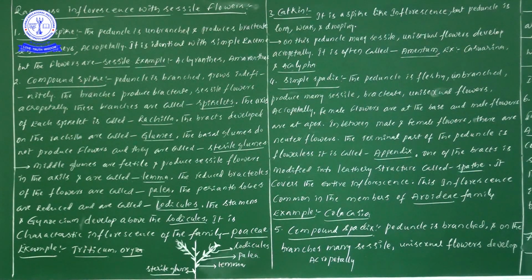Under compound spike, bracts are present. These bracts, from the compound spike point of view, we call glumes. Suppose these glumes produce flowers, that is the lemma. Suppose these glumes do not produce any flowers, we call them sterile glumes. Next, on the stalk of a flower, small reduced bracteoles are present. These are known as palea.